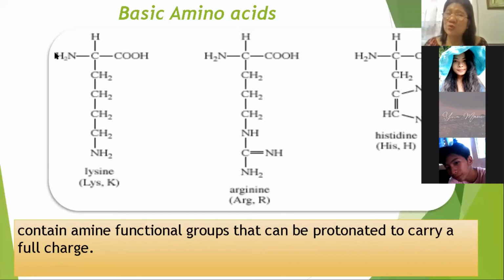So we have here lysine. How many amine groups do you have? That is 1, 2. For the arginine, you have 3, that is 1, 2, 3, 4. And for the histidine, I can't see it very clearly, but you have 1, 2, 3. That's for the histidine. Okay, that's it. So, that is now our basic amino acid.